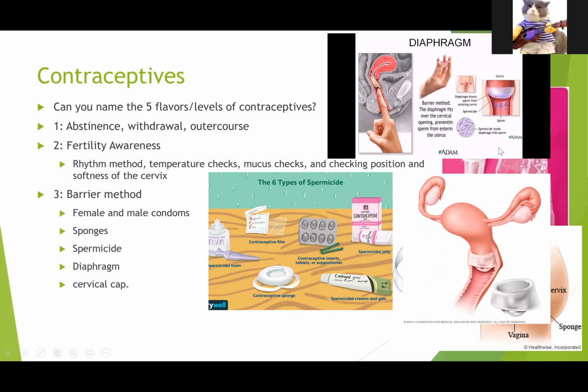Okay, you're good. So the cervical cap is also really similar to that diaphragm. It kind of has a little band so you can pull it out. So yeah, those are the barrier methods. Any questions? Comments? Okay, I'm gonna move on.